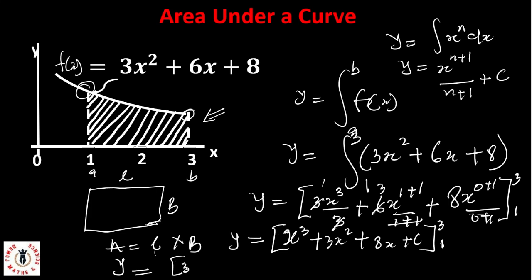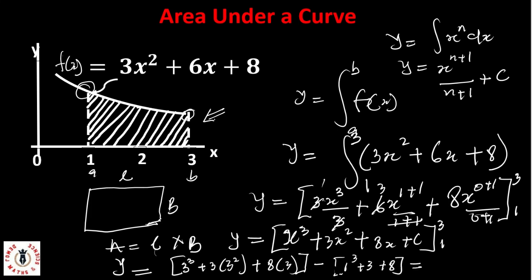This will be 3 raised to power 3 plus 3 into 3 raised to power 2 plus 8 into 3. Now, by the time we do plus c minus c at the other end, it will become 0. So that I can do away with the c, minus 1 raised to power 3 plus 3 plus 8.